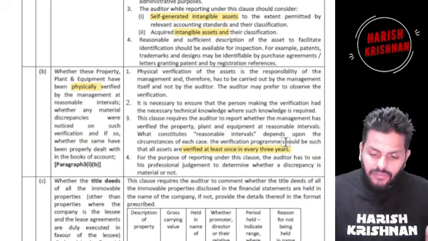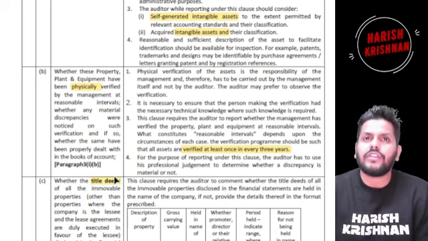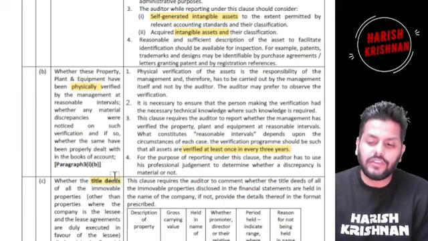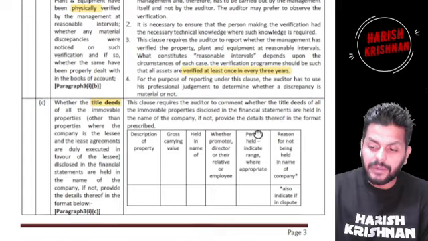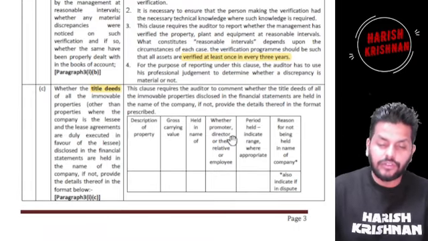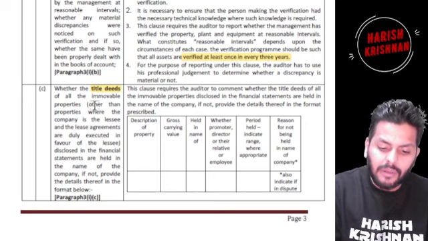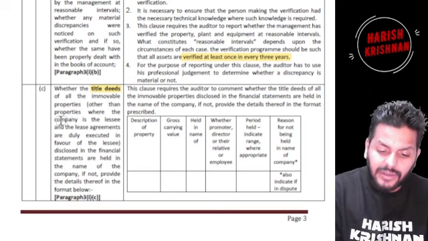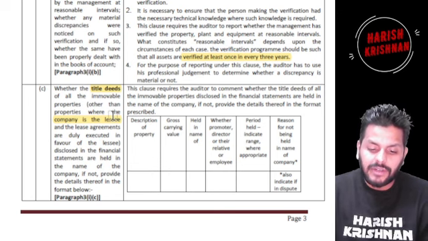Now, if you look at point C, on the title deeds, there was just a point like this in CARO 2016, the third point, where it just went on to say whether the company has maintained any title deeds. Now, whether the title deeds of all immovable properties, other than properties where the company is the lessee and lease agreements have been duly executed in favor.